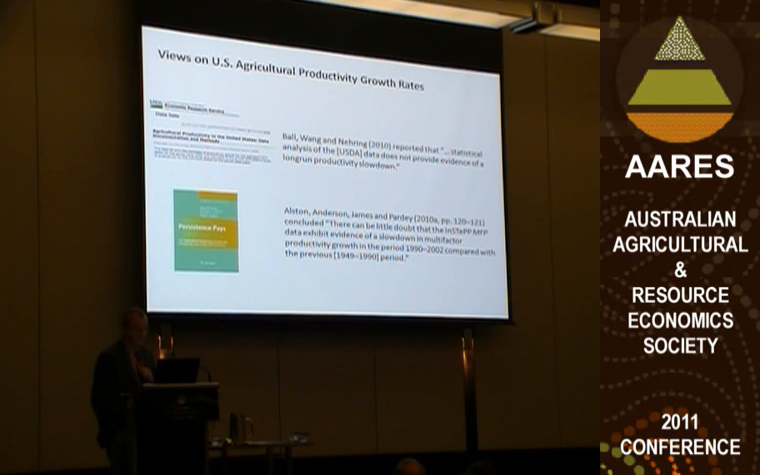And the folks on the bottom come to a very different view. They say there can be little doubt that in our data series, multi-factor productivity data exhibited evidence of a slowdown in the post-1990 period. So when we did this work, we had data running from 1990 up to 2002, compared with the earlier period running from 1949 to 1990.